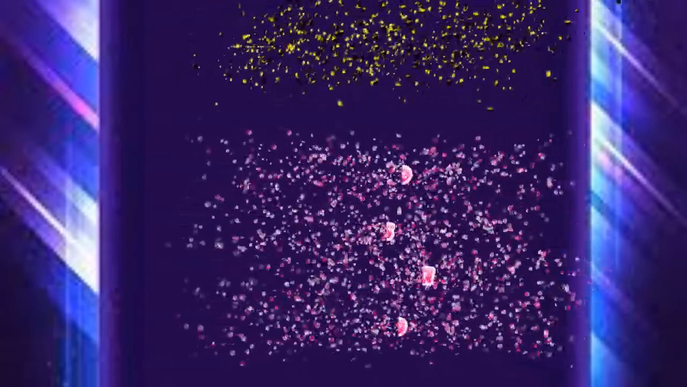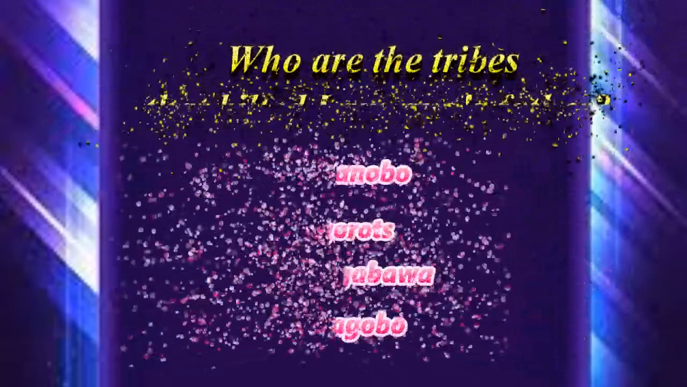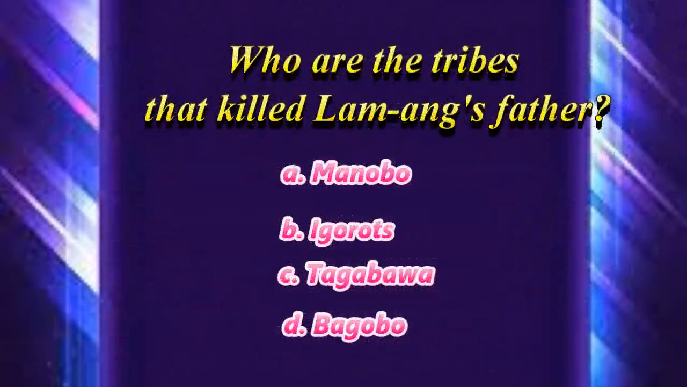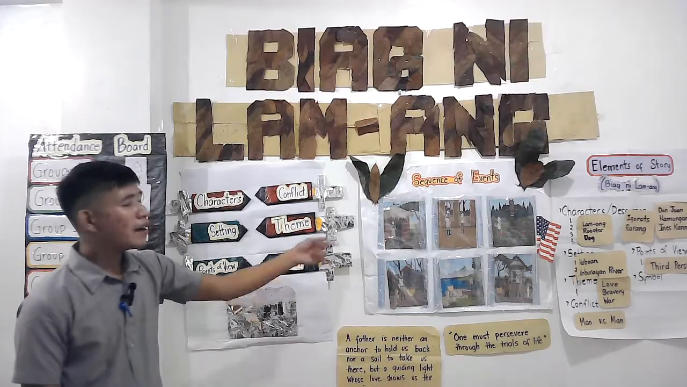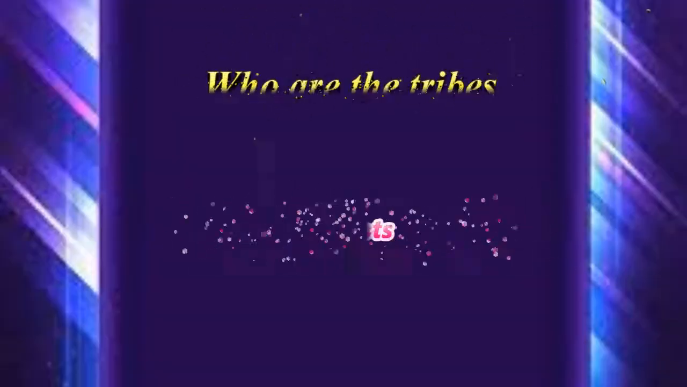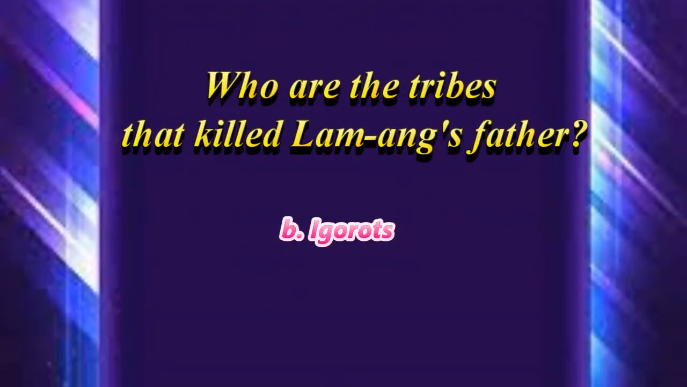Let's proceed with question number 4. Who are the tribes that killed Lam-ang's father? A. Manobo. B. Igorots. C. Tagabawa. D. Bagobo. What is your answer? We have Igorots. Very good. Let's proceed to the last question.